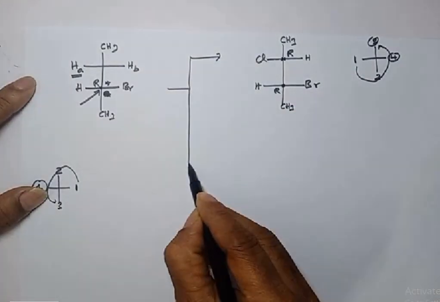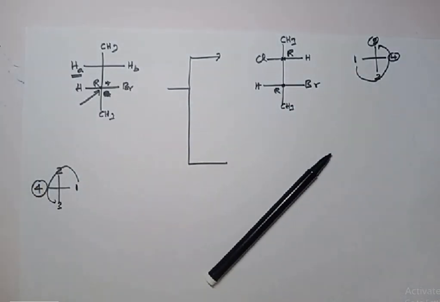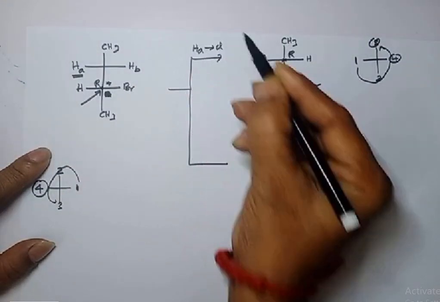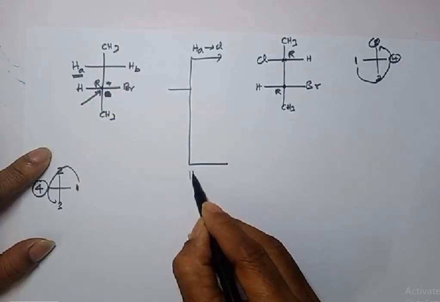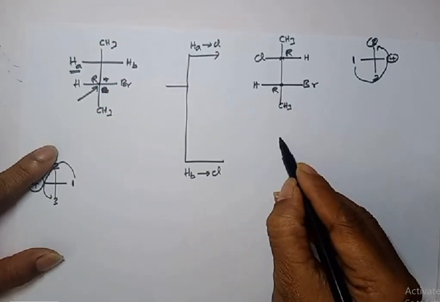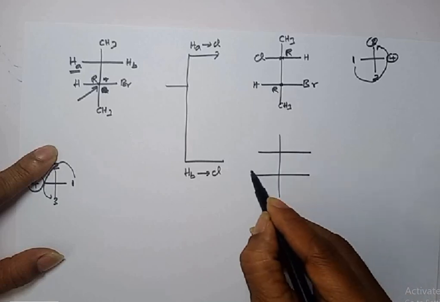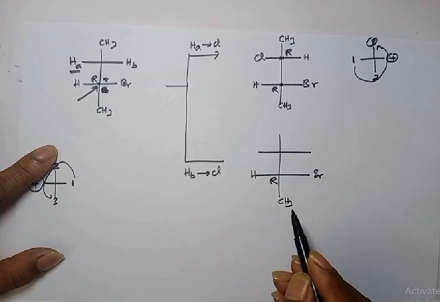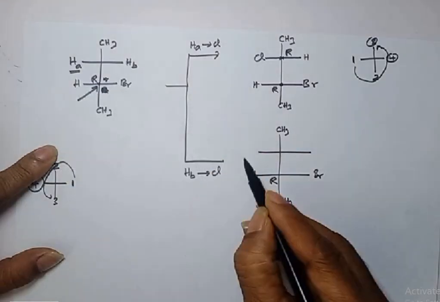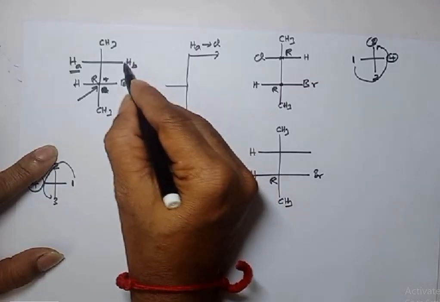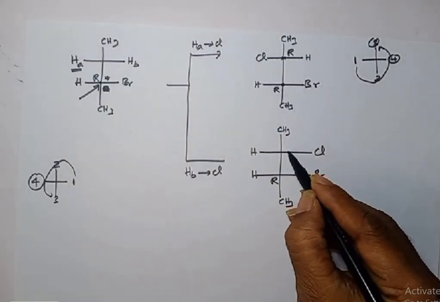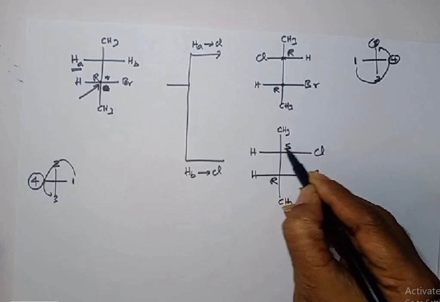See what I did here. I replaced the hydrogen HA by chlorine. Now I will replace HB by chlorine. Keep the other groups as such, so this configuration remains R. Now keep the HA hydrogen as such and replace this HB by chlorine. What is the configuration of this carbon? You know how to do that. You will get S configuration.